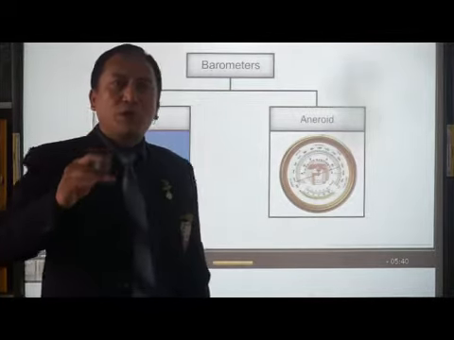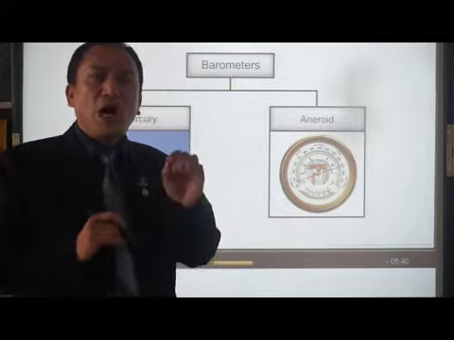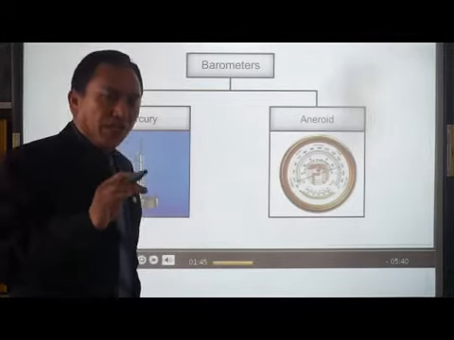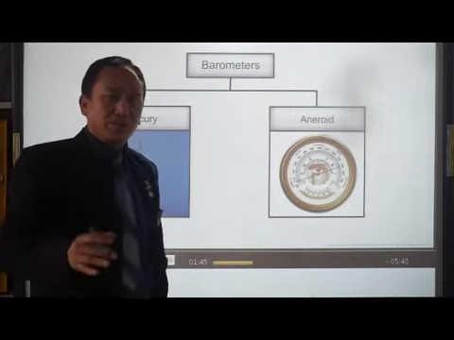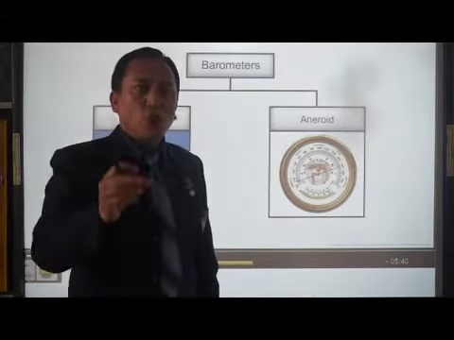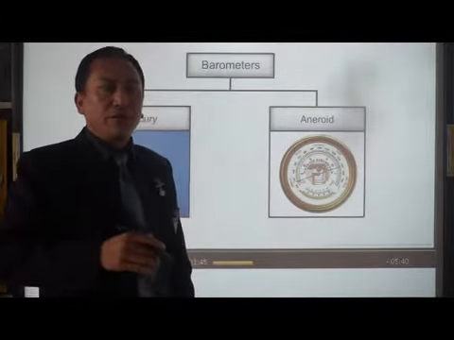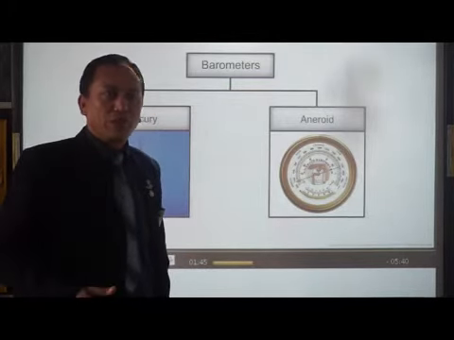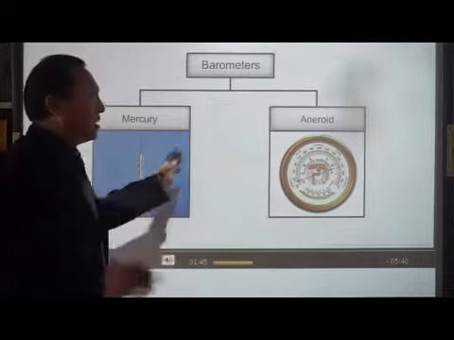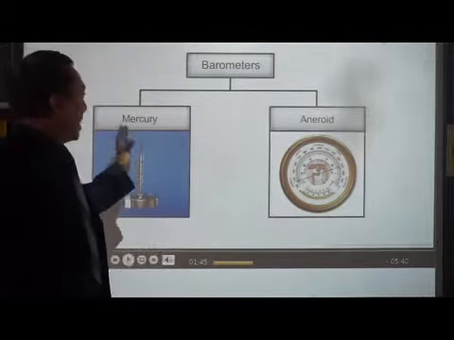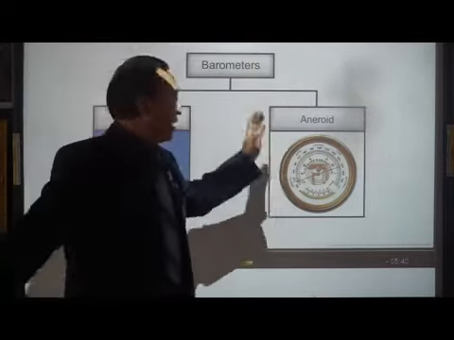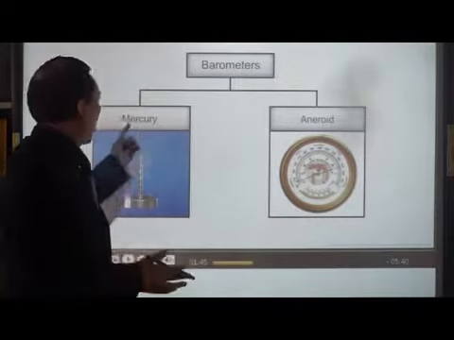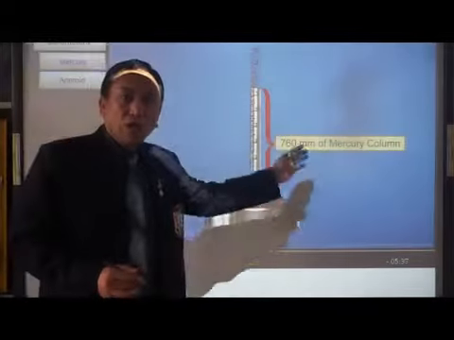Then we also have another instrument called the Fortin's barometer, F-O-R-T-I-N-S. This Fortin's barometer is also an instrument which measures atmospheric pressure. But this instrument is installed in a meteorological station, a weather station, so that you can record the atmospheric pressure. But we focus mostly on two instruments, the Mercury Barometer and the Aneroid Barometer, because this is what your syllabus is all about.